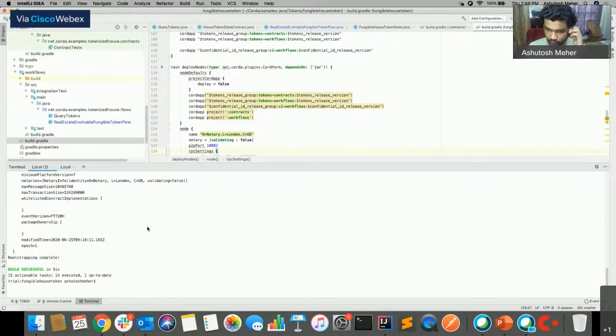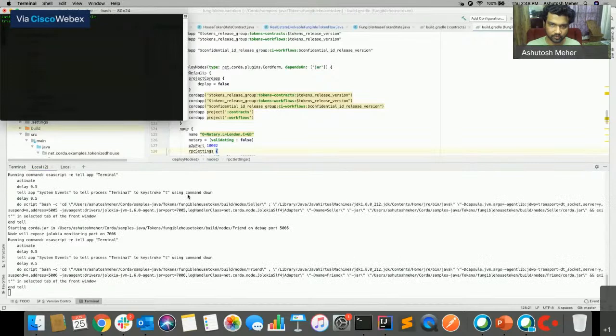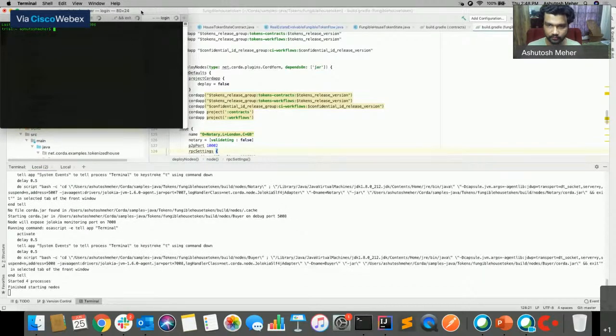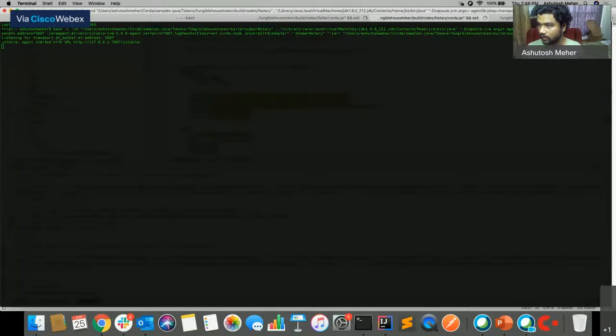All right. So the deployment is done. We have all our network artifacts available in the build nodes directory. Now we're ready to run our nodes. So what we can do is just say build nodes and run nodes. That should bring up all my nodes, and I can see them right here. I have the seller, the notary, and the buyer.